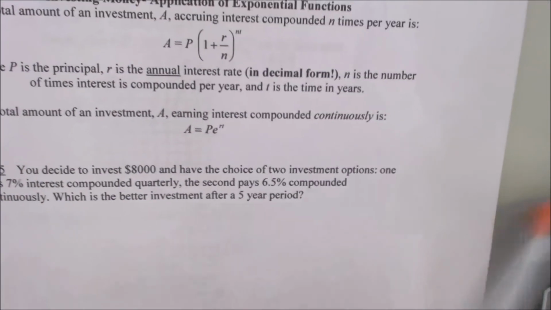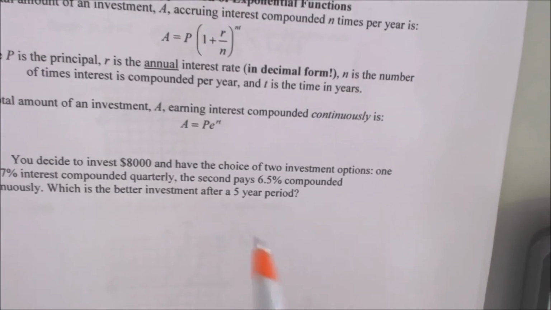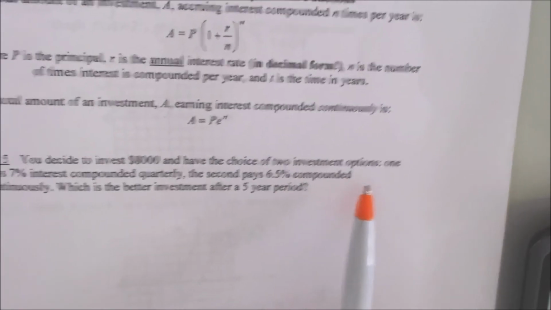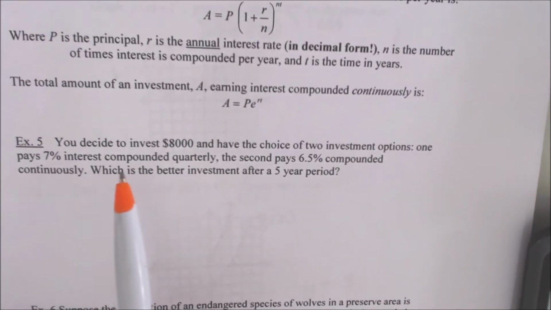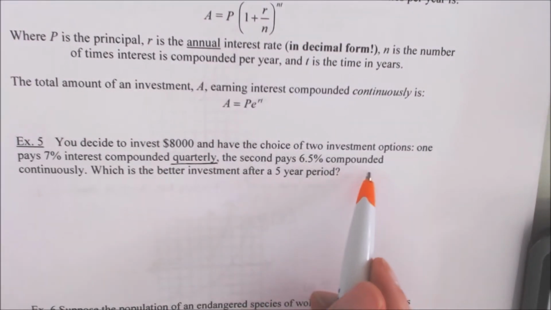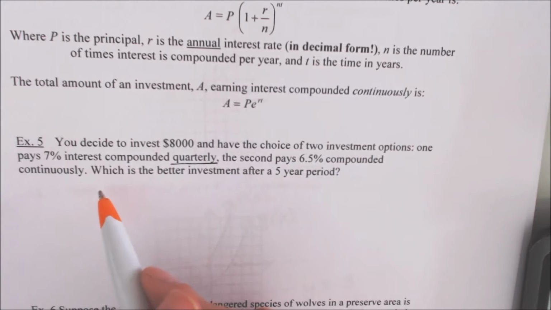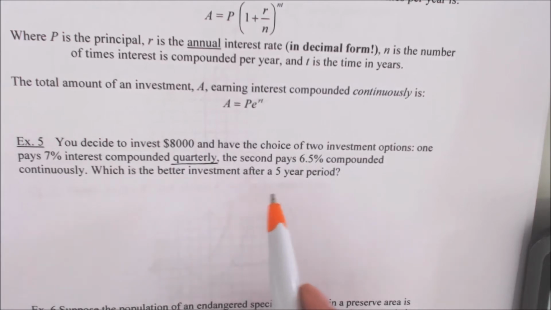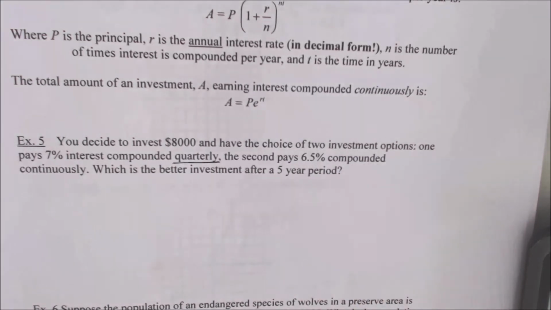It says you decide to invest $8,000 and have the choice of 2 investment options. One pays 7% compounded quarterly. The other pays 6.5% compounded continuously. Which will be a better investment after a 5-year period? So in other words, if we take our $8,000 principal and we want to invest it and we want to make the most interest possible, which investment should we go with, the first option or the second option?